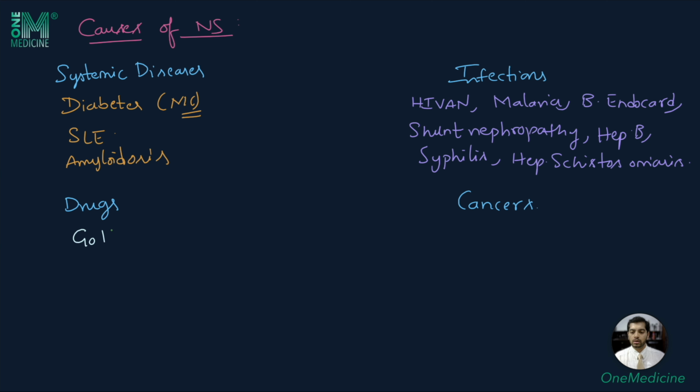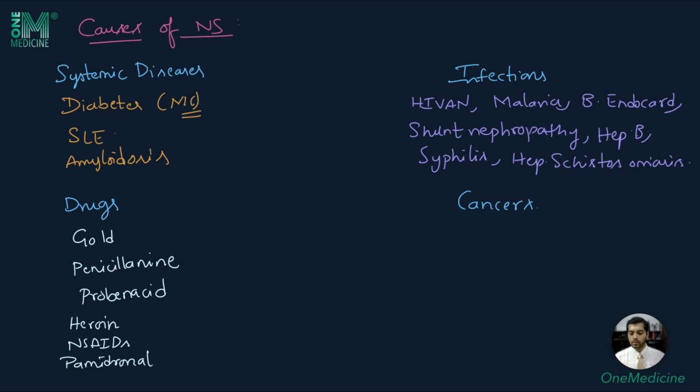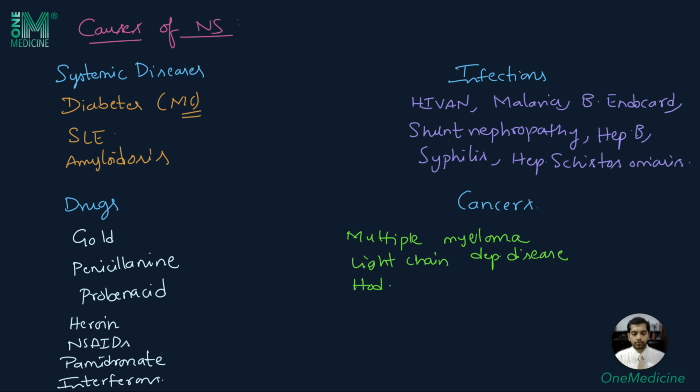Drugs include gold, penicillamine, probenecid, heroin, NSAIDs, pamidronate, and interferons. Cancers include multiple myeloma, light chain deposition disease, Hodgkin's lymphoma, leukemias, carcinoma of the breast, and GI system.